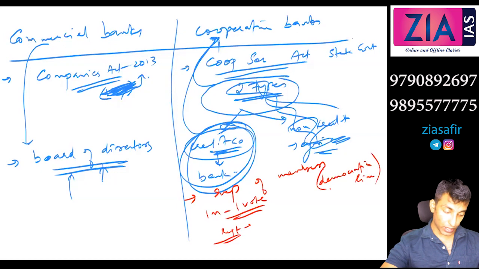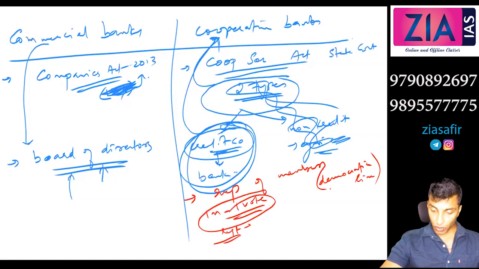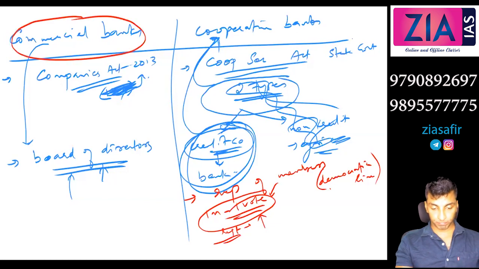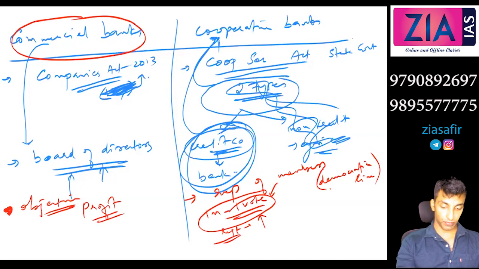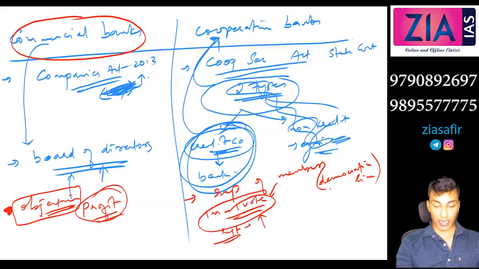So you need to first be a member, and for that you need to open an account. Any member can contest the election and can contest for chairmanship. If you get elected, you can be the chairman. Now, what is the objective of commercial banks? Profit. The objective of commercial banks is profit. What about the objective of cooperative banks? The main objective is not profit, it is financial inclusion. So under objective you can write profit here, and here it is financial inclusion.